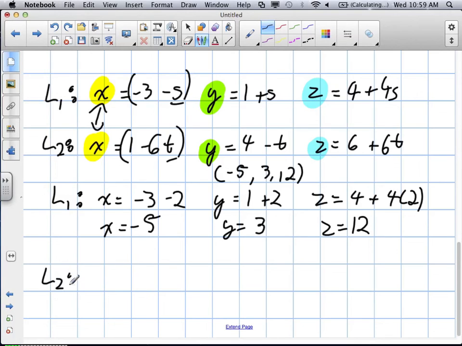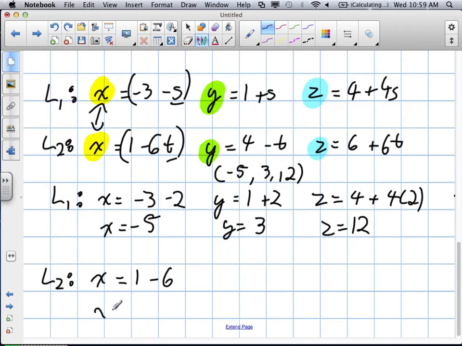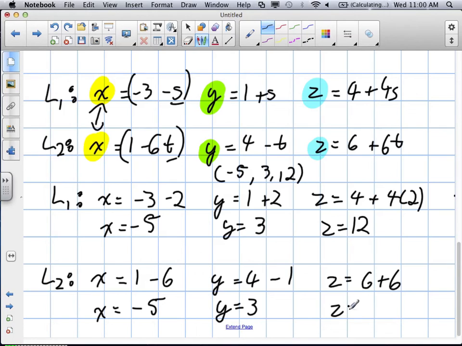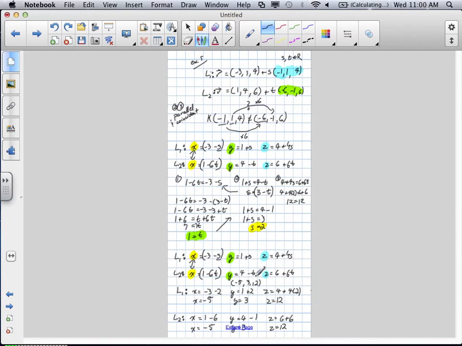So, line 2. X equals 1 minus 6. What was our value of t? 1? Yeah. So, minus 6. X is equal to -5. That one matched. Y is equal to 4 minus 1. Y is equal to 3. That one matched. And Z is equal to 6 plus 6. The reason I didn't write the variable t in is because it was just 1, so it's just multiplying. 6 plus 6 is 12. Boom, they match. Okay. So because they match, that means they cross at the point -5, 3, and 12. So these are intersecting lines we've just proven.